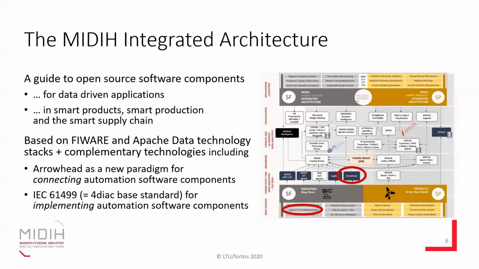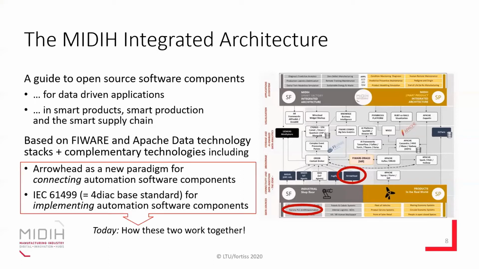And Arrowhead and IEC 61499 are two of them. Arrowhead complements the technology stack as a new paradigm for connecting automation software components, and IEC 61499, the standard that the 4diac framework is based on, complements the stack as a framework for implementing distributed automation software components. So mainly connecting on one hand, mainly, not only of course, implementing on the other hand. And today, this webinar is about how these two work together.